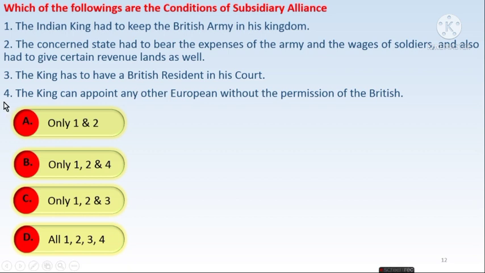Yes, it is also correct. The fourth option, the king can appoint any other European without the permission of the British. Yes, this is not the correct condition. This is not the condition given in the subsidiary alliance, right? See, the king cannot appoint any other European without the permission of the British. Therefore, 1, 2 and 3 are the correct ones. Therefore, option C is the right one. Only 1, 2 and 3 are correct.